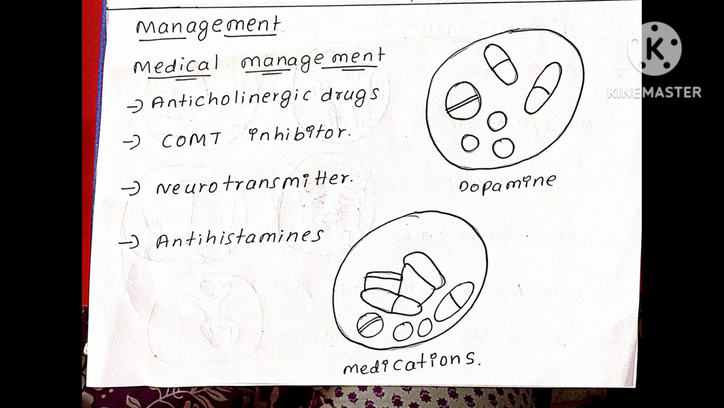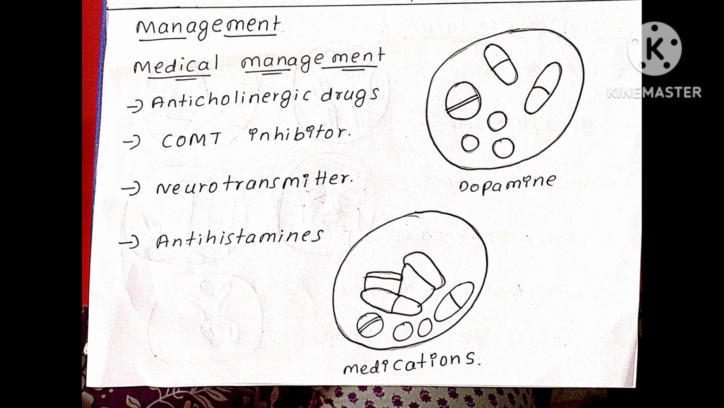Next, management, medical management. First, in medical management we give drugs, that is anticholinergic drugs, for example trihexyphenidyl, which blocks the action of acetylcholine to control the tremor and salivation. Next, catechol O-methyltransferase inhibitor, that is entacapone. It blocks the enzyme and prevents the breakdown of levodopa, prolonging levodopa action.